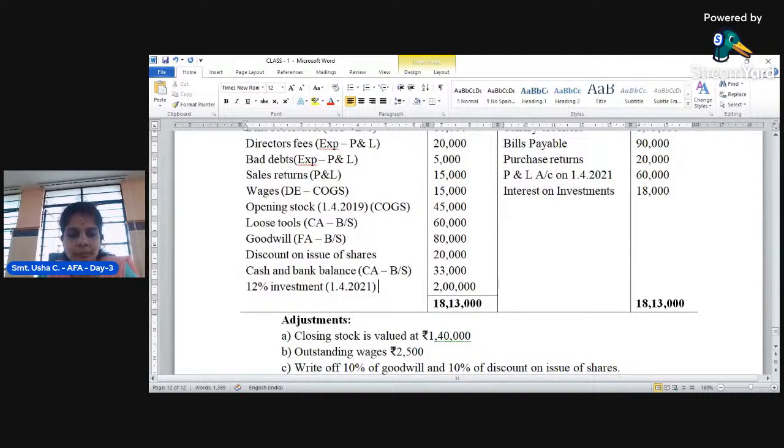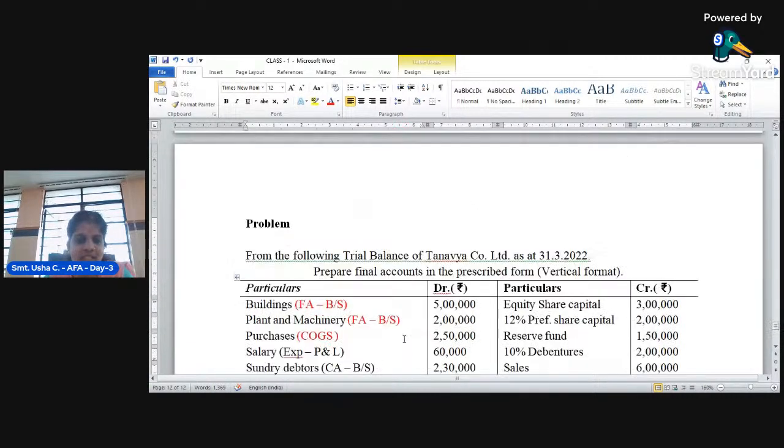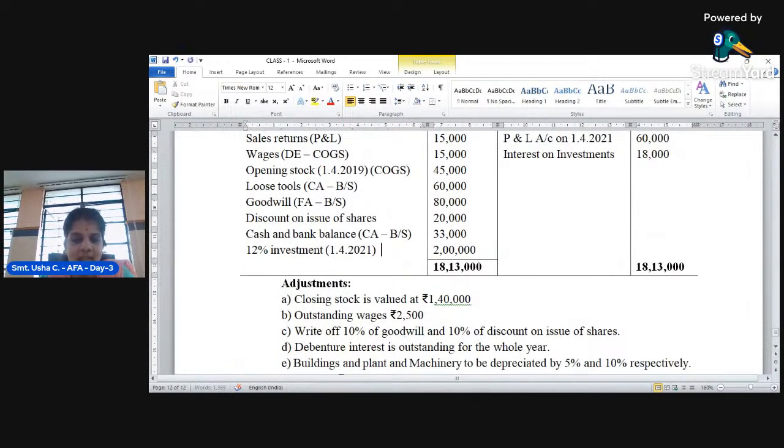12% investment. See, this 12% investment is where the company has invested in the shares or debentures or any stocks of any other company. So it is an item of investment. This item of investment is taken on 1st of April 2021, and this is considered as a long-term asset because no information is given. And this long-term asset will be taken under balance sheet.